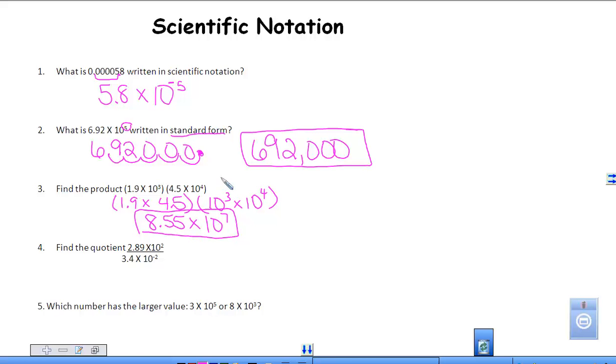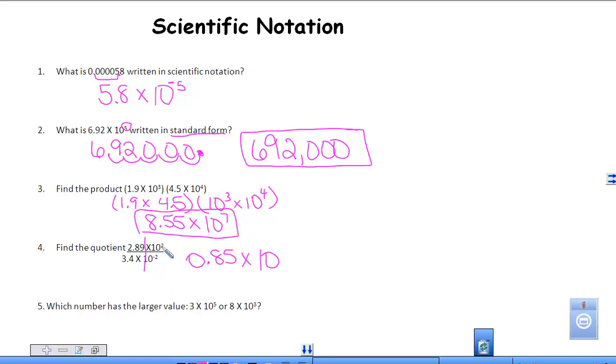Number 4 is asking me to find the quotient of these two numbers. So just like I group my like terms when I multiplied, I can do the same for the division. So I'm going to divide 2.89 divided by 3.4. And when I do that, I get 0.85.